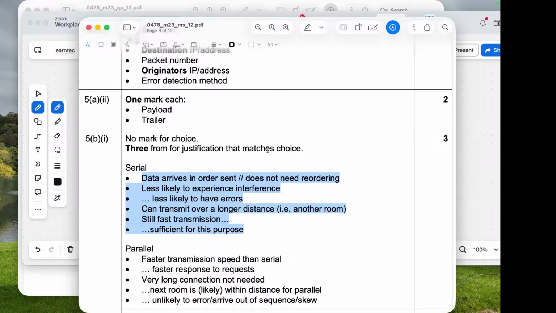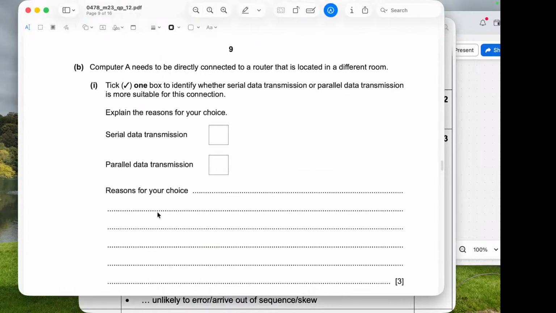So yeah, just go with whichever one you can remember the most of. You might think, that's not the best one, but they do let you pick either, and just pick the one that you can remember the most to answer and get those 3 marks.